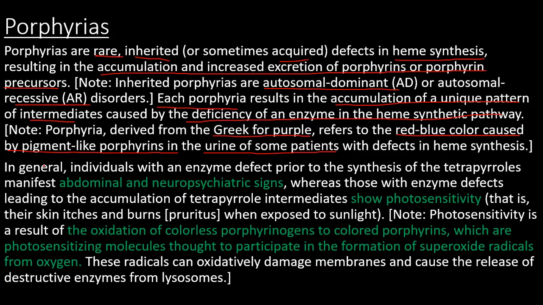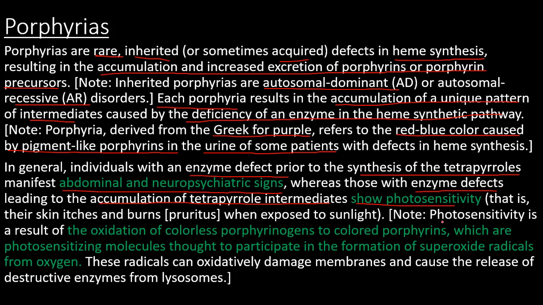Now, in general, please note this. Individuals who have an enzyme defect prior to the synthesis of the tetrapyrrole. Now, if you have an enzyme defect before you form hydroxymethylbilane, remember hydroxymethylbilane is your first tetrapyrrole and it is a linear tetrapyrrole. Now, if you have an enzyme deficiency before we form hydroxymethylbilane, you will manifest abdominal and neuropsychiatric signs. You will not be photosensitive. But if you have enzyme defects after we form the tetrapyrrole, that is after formation of hydroxymethylbilane, which will lead to the accumulation of the tetrapyrrole, the patient will show photosensitivity. Photosensitivity is where, when exposed to light, they will have skin itching and a burning sensation. In quotes, and I say this is in quotes, it's like they are vampires. They cannot go to the sun.